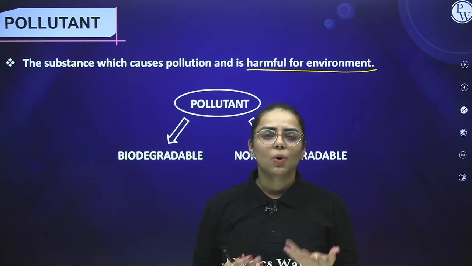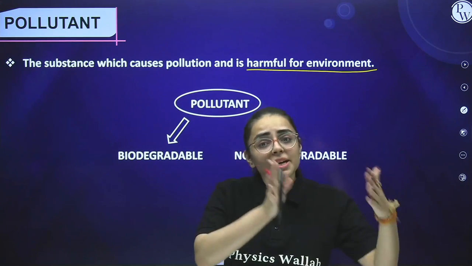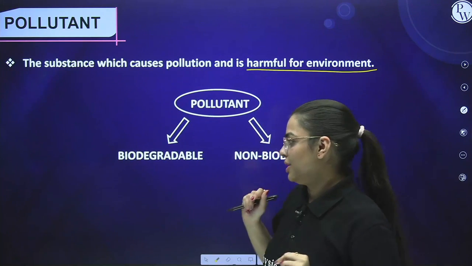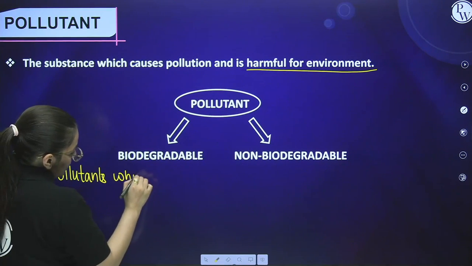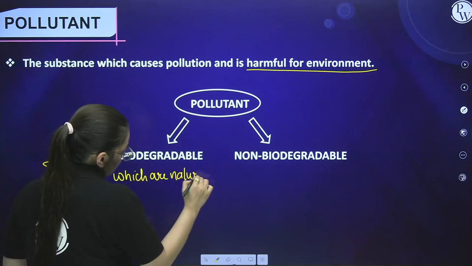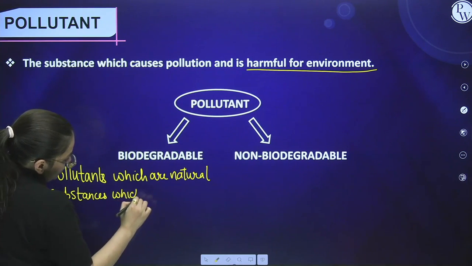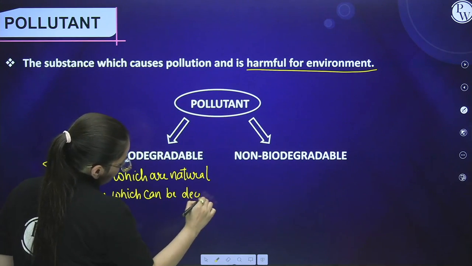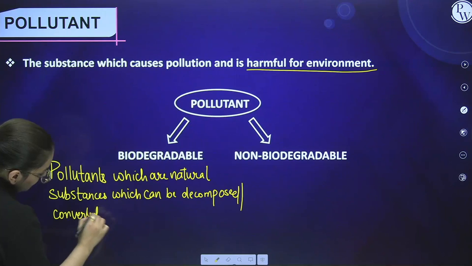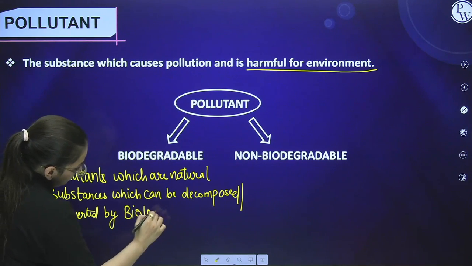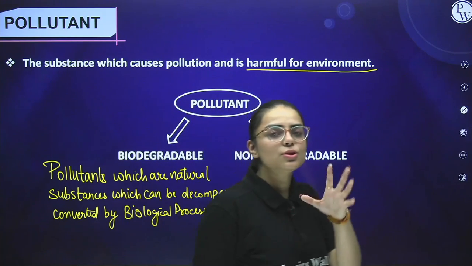What do you mean by biodegradable and non-biodegradable substances? Pollutants which are natural organic substances that can be decomposed or converted by biological processes are known as biodegradable substances or biodegradable pollutants.